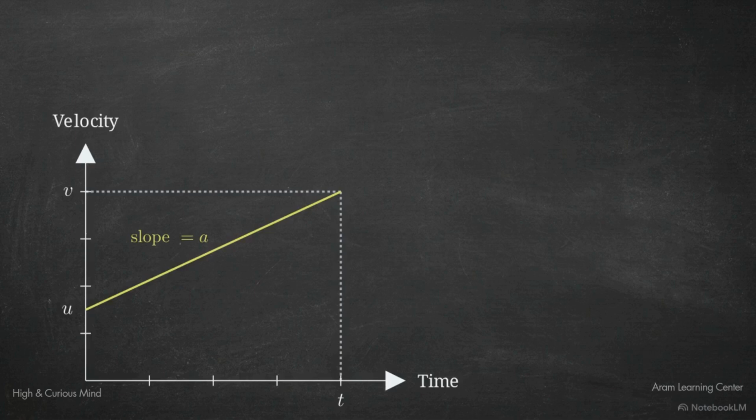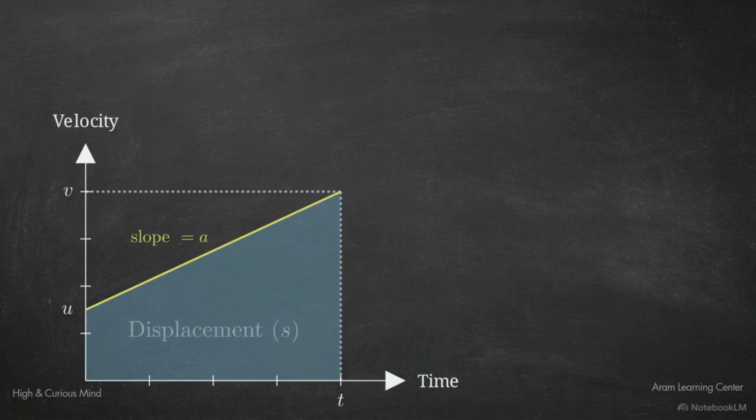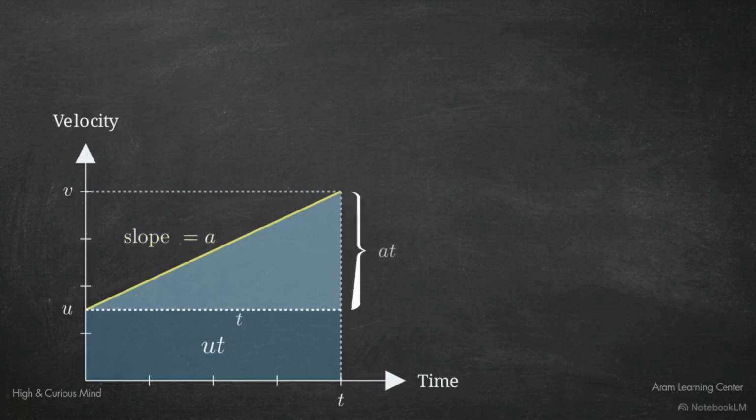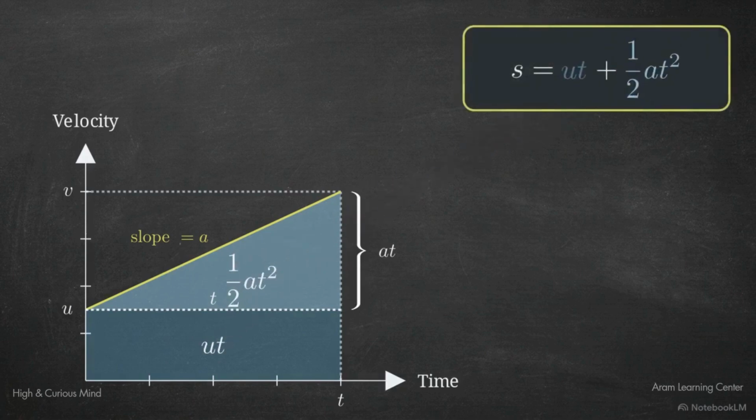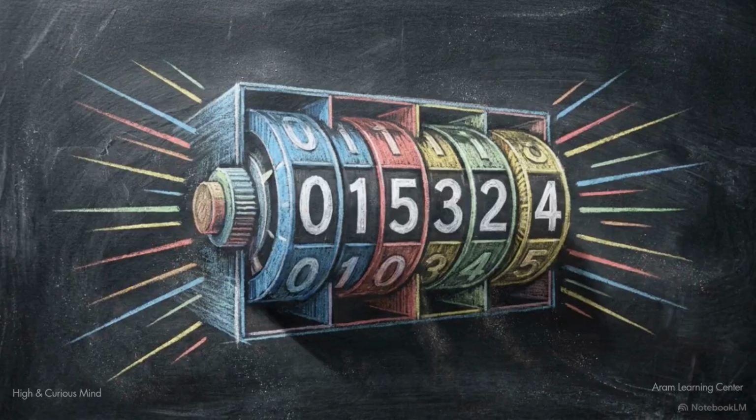The total area between the sloped line and the time axis represents the displacement of the object. We calculate this area by splitting it into a rectangle and a right triangle. The rectangle's area is u times t. The triangle's area is 1/2 base times height, or 1/2 at squared. Adding them gives the second kinematic equation for displacement, s. Every meter the car covers on the road is accounted for in this shaded geometric area.